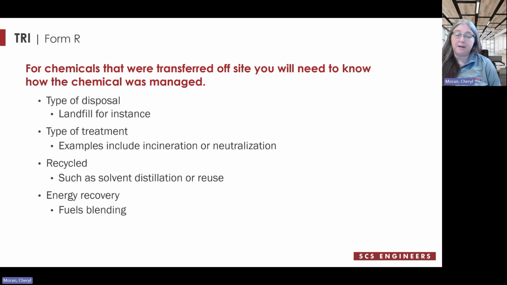For chemicals transferred off-site, you'll need to know how that chemical was ultimately managed. What was the type of disposal? Was it put in a landfill, for instance? What type of treatment did it receive? Was it incinerated, possibly neutralized? Was it recycled? Sometimes solvent is distilled off-site for reuse or for resale as a cleaned up solvent product. Sometimes it leaves and goes directly to reuse. And energy recovery as well. And that could be something like fuel blending or something that goes to a waste to energy facility.